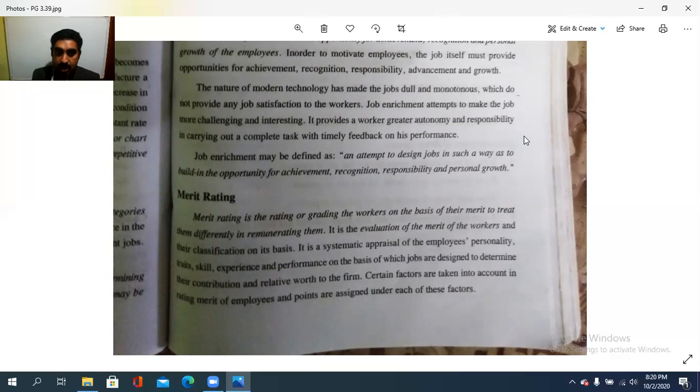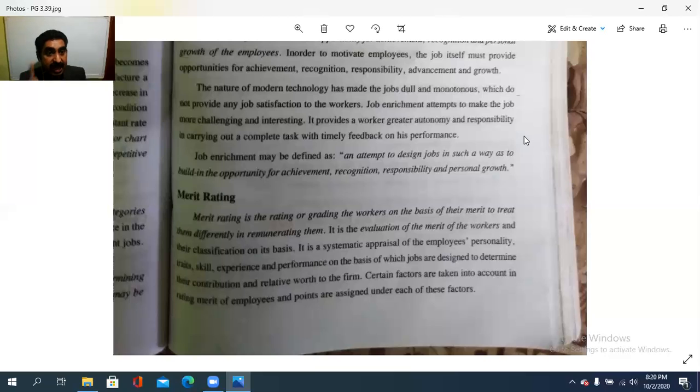In order to determine their contribution and the relative worth to the firm. Certain factors are taken into account in rating the merit of employees and the points that are assigned under each of these factors.